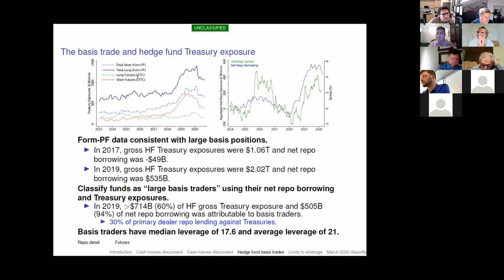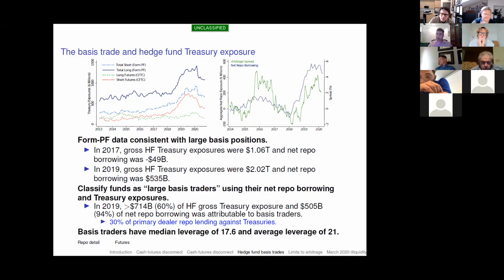By looking at data from the Commitment of Traders, which is a public aggregate series that we use here, we can see that the vast majority of these long exposures are actually cash, because the long futures position is much lower. At the same time, almost all of this short exposure is actually futures, because the blue and the red line almost exactly overlap. So that suggests that they are indeed going long the undervalued asset and short the overvalued asset.